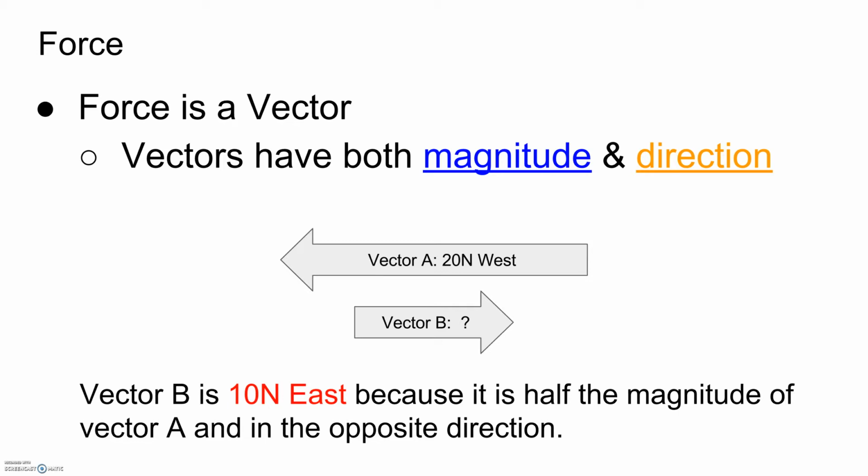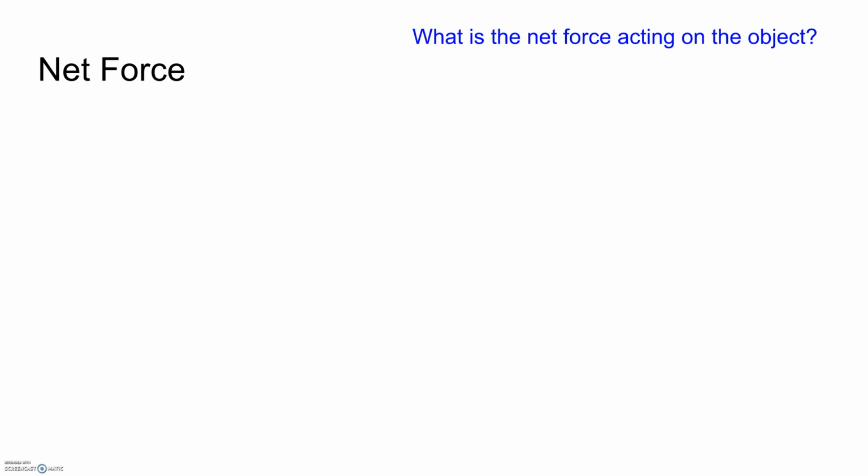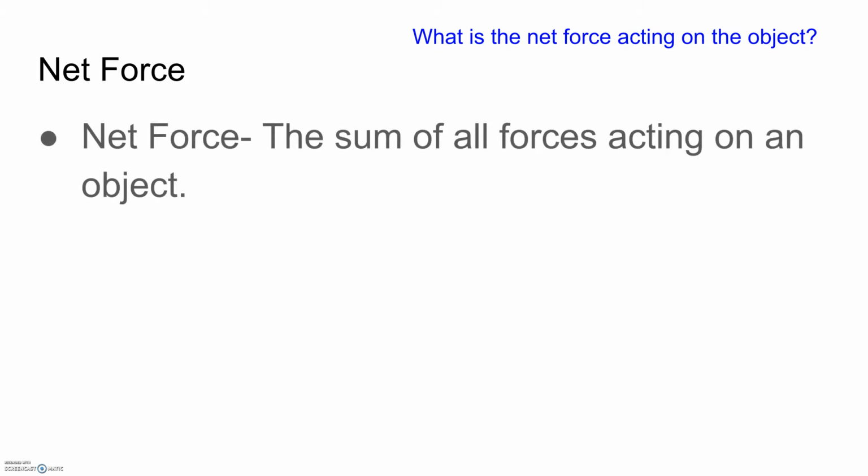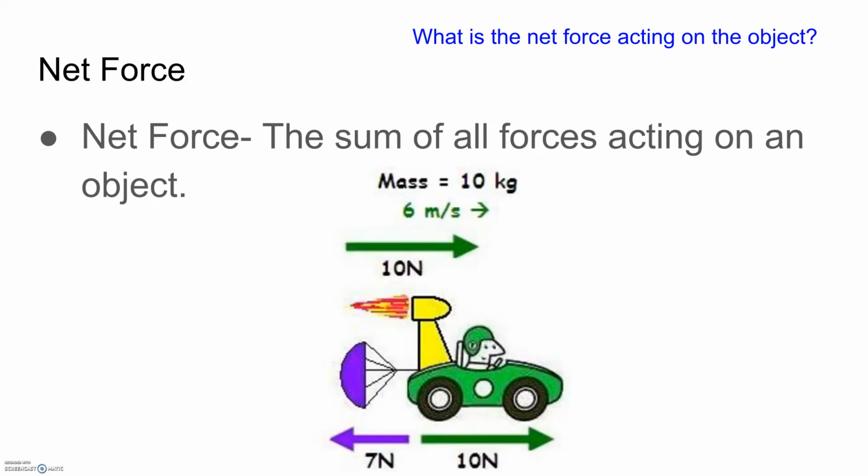Now that we understand a little bit about forces and how to describe them using vectors, let's talk about net force. Net force is the sum of all forces acting on an object. Very rarely is there only one force acting on an object. Here's an example in which we see a car, and we use vectors to represent the forces acting on this car. Notice there are two green arrows that say 10 newtons, and they're pointing to the east or right. But there's an opposing force of 7 newtons, that purple arrow, pointing to the left.